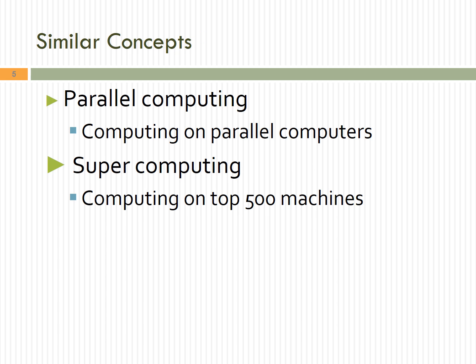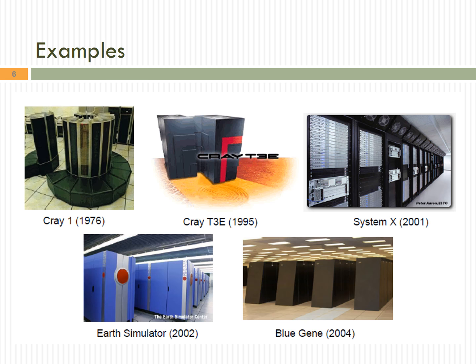Next, for similar concepts, there are two, which are parallel computing and supercomputing. Parallel computing is about computing on a parallel computer, while supercomputing is computing on the top 500 machines. So these are the examples. We can see that there are a few examples of supercomputing, as shown in the slide.